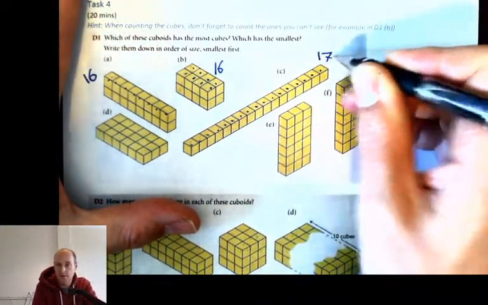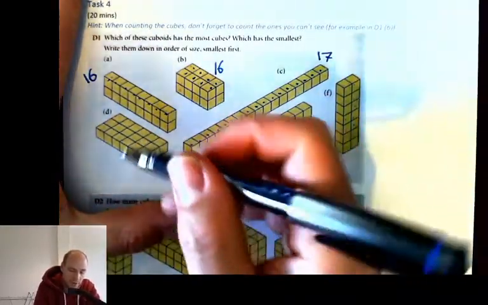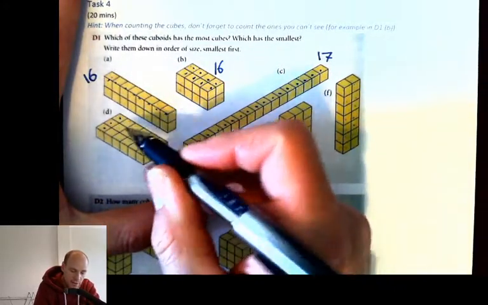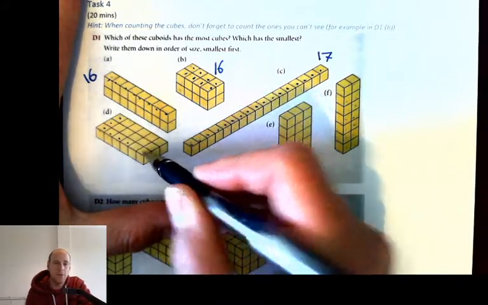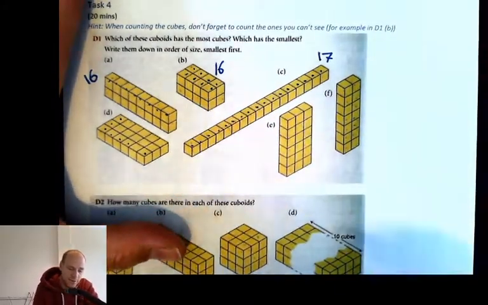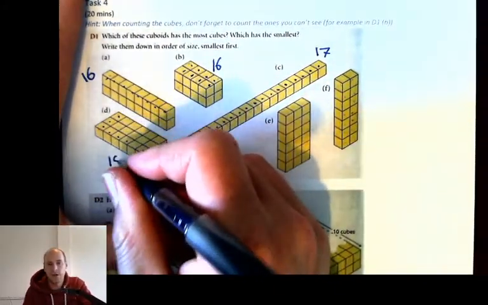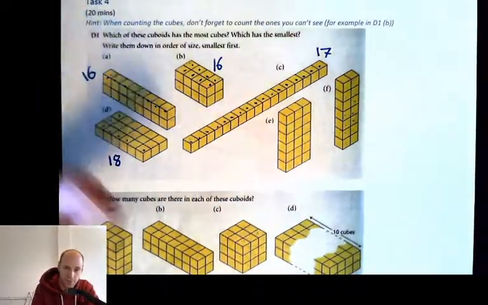And then D, again, there's no hidden things on D. 1, 2, 3, 1, 2, 3, 1, 2, 3, 4, 5, 6. So instead of counting them all on D, I'm going to do 3 times 6, which is 18. Obviously, you could count them all if you wanted to. I'm going to use that trick on some of the others as well.